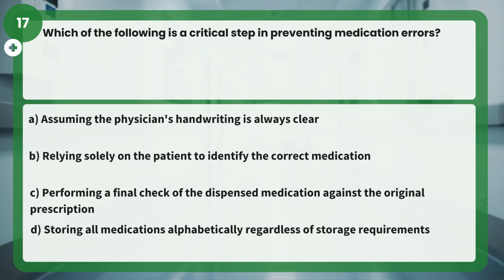Question 17. Which of the following is a critical step in preventing medication errors? A. Assuming the physician's handwriting is always clear. B. Relying solely on the patient to identify the correct medication. C. Performing a final check of the dispensed medication against the original prescription. D. Storing all medications alphabetically regardless of storage requirements.